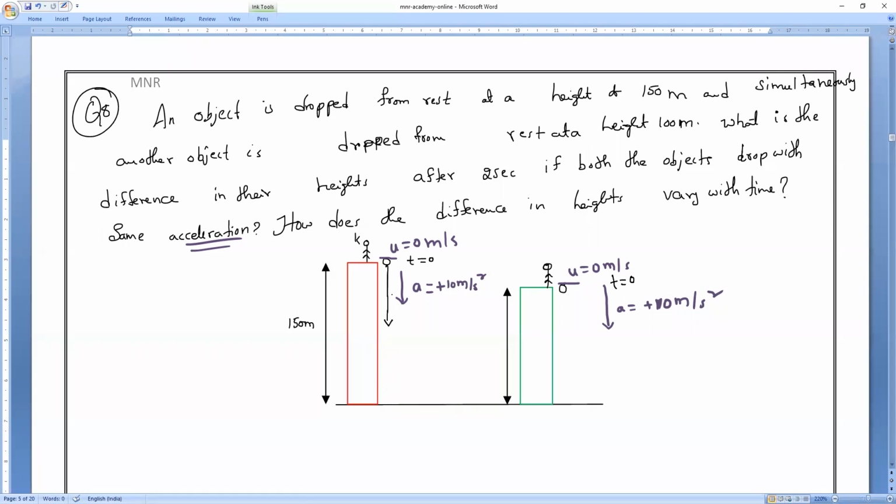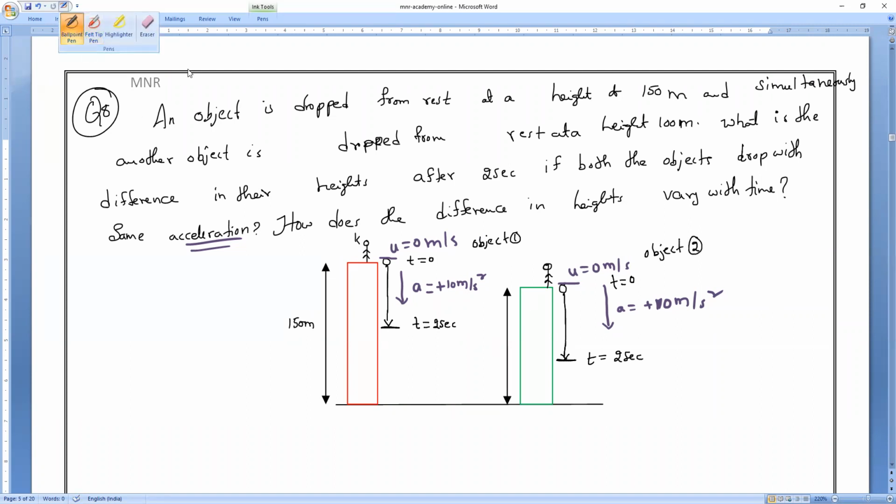So let me take the distance traveled in this. Here, till here it has traveled, by the time t is equal to how many seconds? 2 seconds. Clear, everybody? And this body also travels some distance in the same 2 seconds. By the time t is equal to how much? 2 seconds. Clear? So this is object 1 and this is object 2.